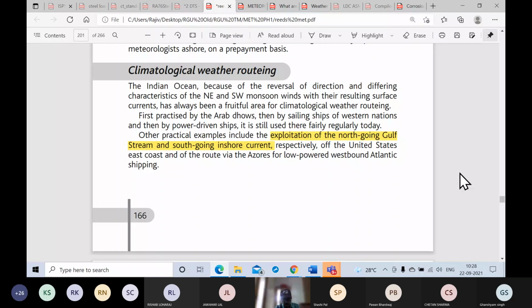This current is very useful. It can give you a speed of plus 3 or 4 knots over your normal speed. So that will be factored in when you are being weather routed in that particular area. This will be factored in by the weather routing company, or maybe by yourself when you are doing self routing. This is going to be a factor.